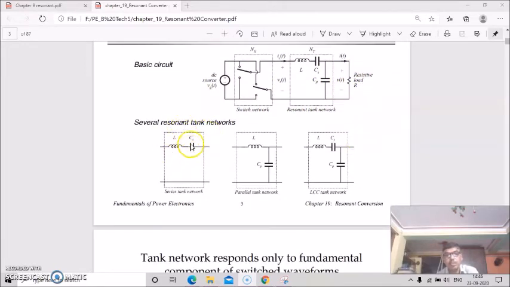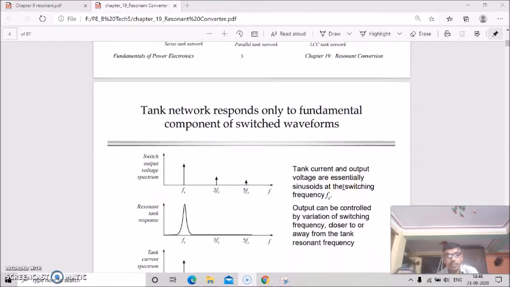And these are the several resonant tank networks. This is the series tank network, where L and C are in series. This is the parallel tank network, where L and C are in parallel. And this is LCC, where a series capacitor and a parallel capacitor are both connected with L. So this is the LCC tank network.